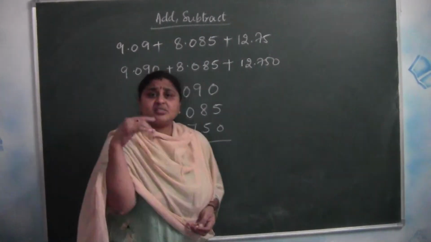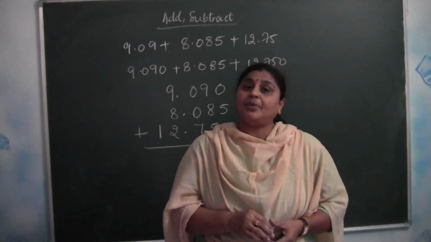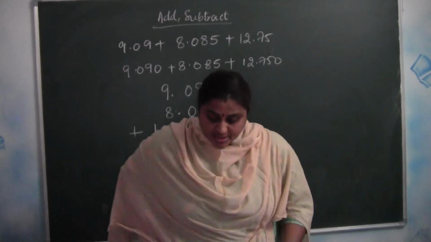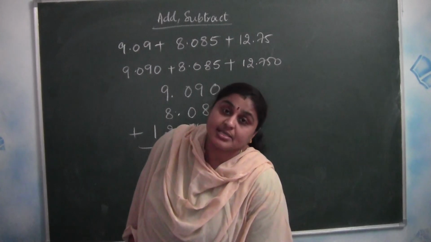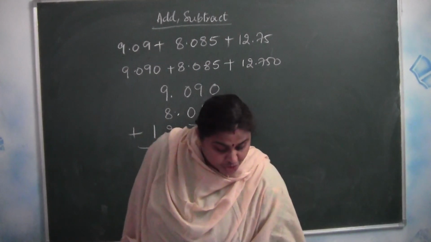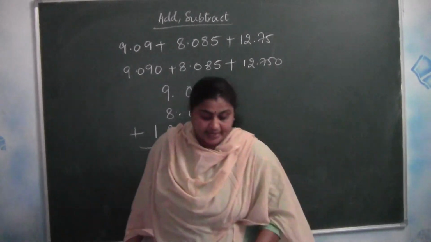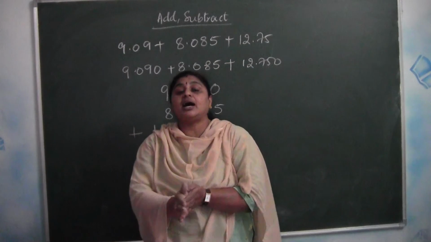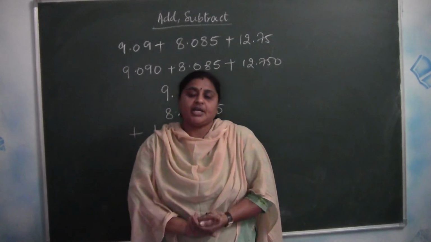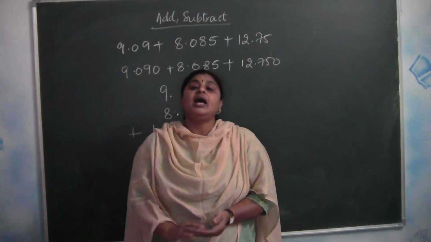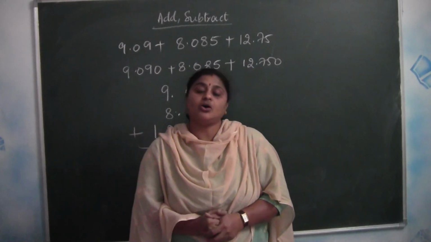Got it, children? The same procedure you are going to apply for subtraction as well. So this is how addition and subtraction of decimals can be done. What are you going to check? Before adding or subtracting, you have to check whether the given decimals are like or not. If they are unlike, you are going to change them into like decimals and then add or subtract.